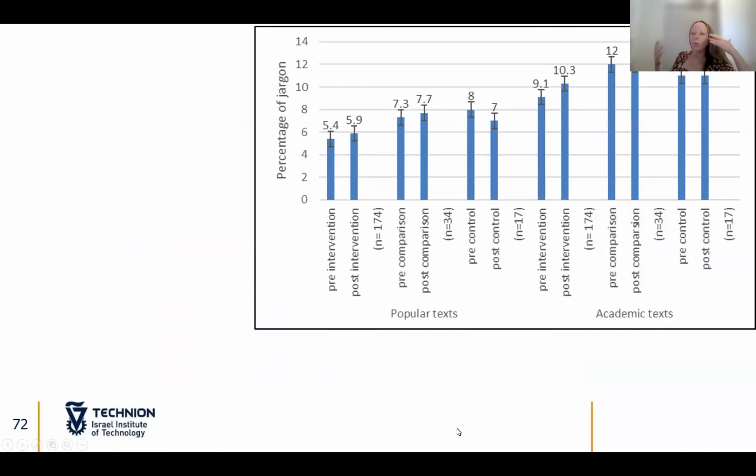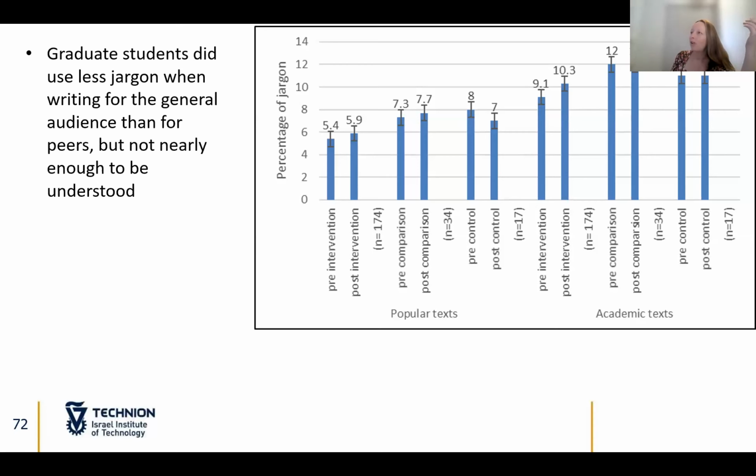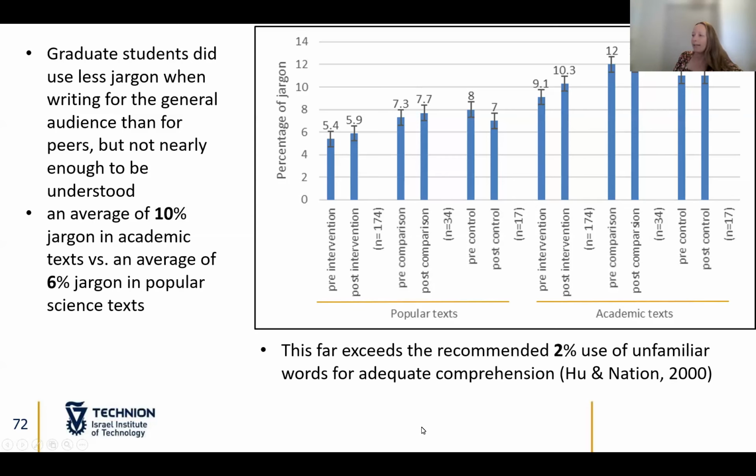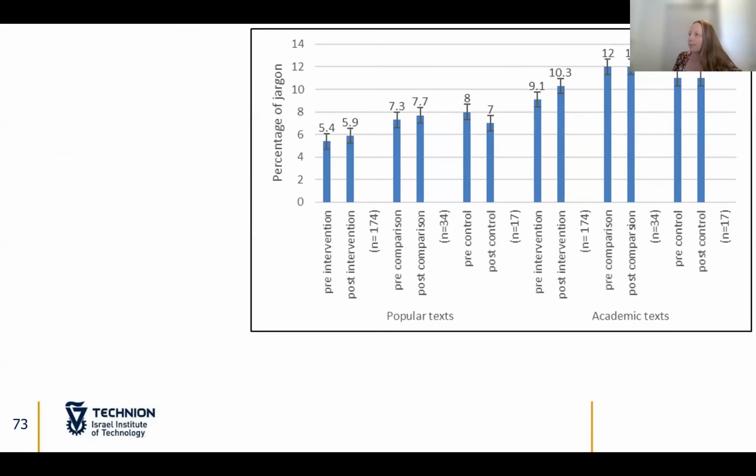And then we asked, what happened to the jargon? So you can see that the graduate students actually use less jargon when writing popular text than writing academic text. But still, it wasn't nearly enough to be understood. An average of 10% jargon in academic text versus an average of 6% of jargon in popular science text. Now, this really far exceeds any recommendation, of course.